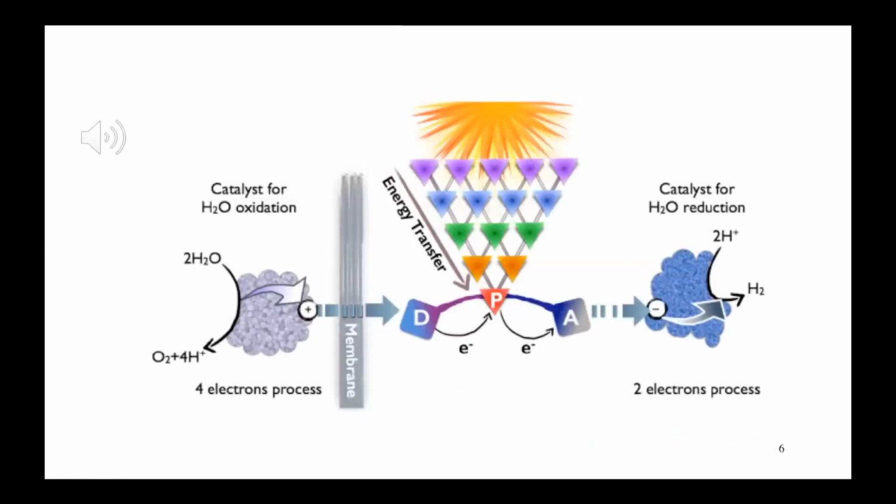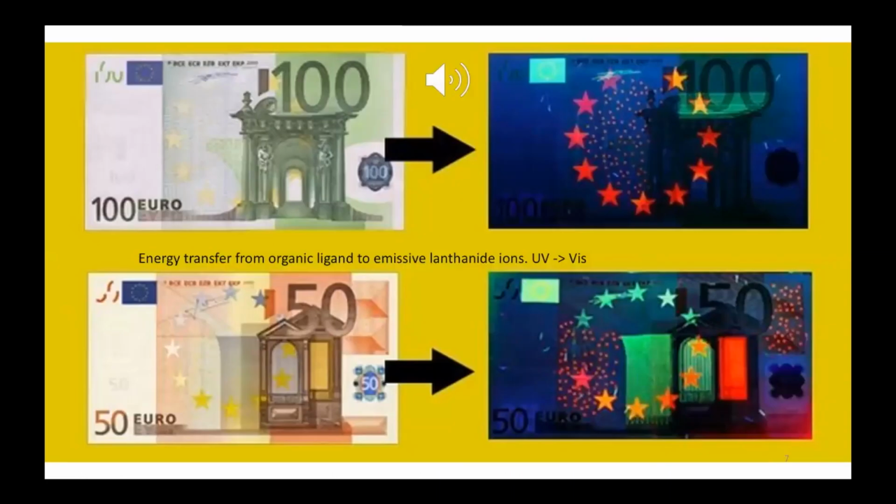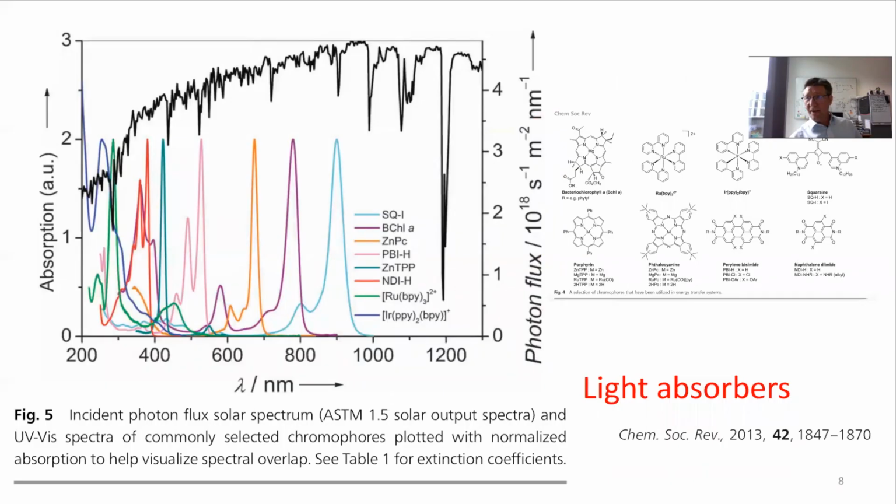If we are able to make arrays of ordered chromophoric units that also contain an energetic alignment, we can use them for light harvesting and to activate redox reactions. Photo-induced energy transfer is also applied in security features in banknotes. Okay, so here we see an array of light absorbers that we can apply when we want to harvest light.